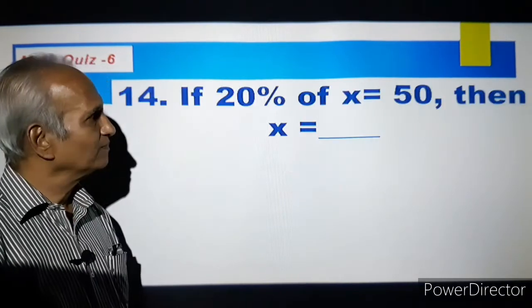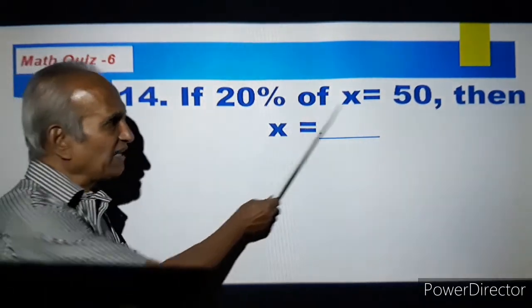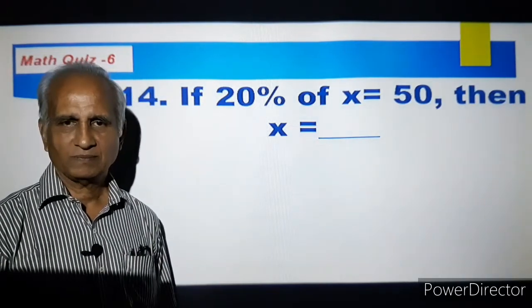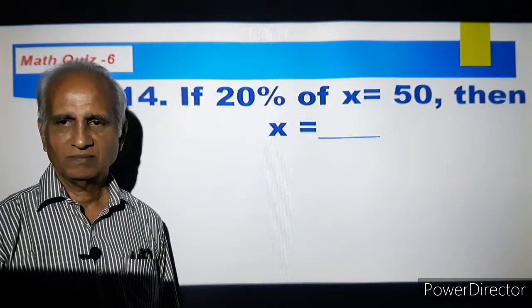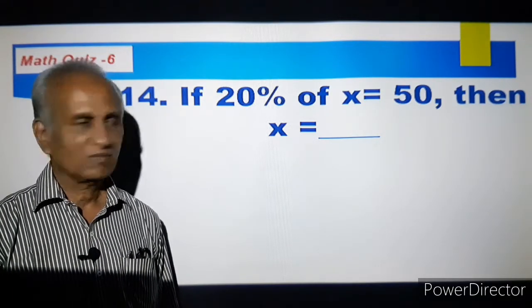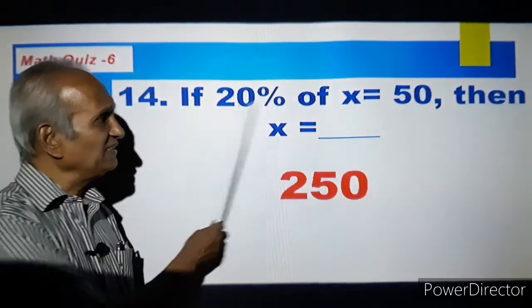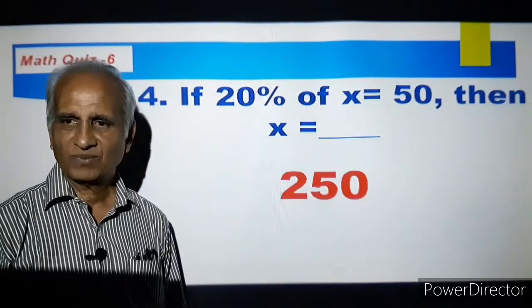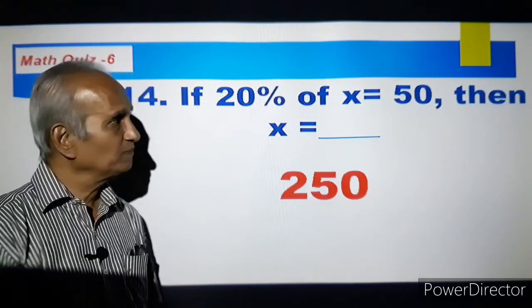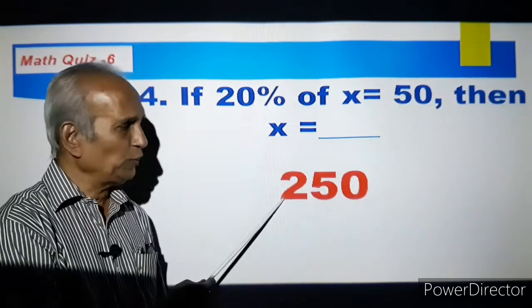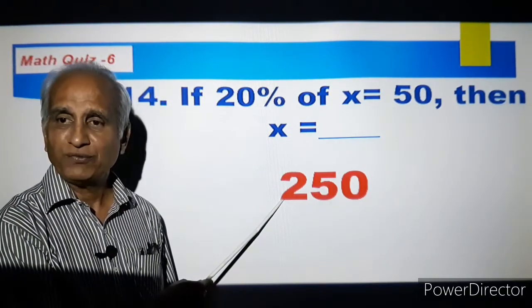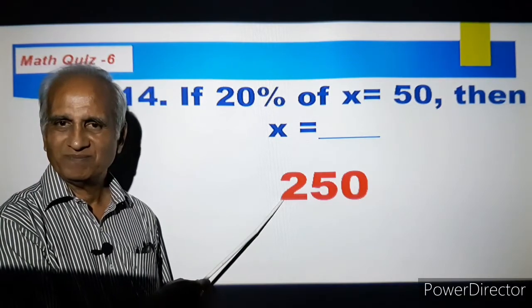Next, if 20% of x is 50, then x is... Look, 20% is equated with 50. You have to find out how much is 100%. 5 times 50 is 250. 20% is 1/5 of 100%.